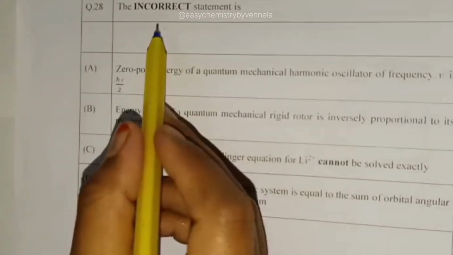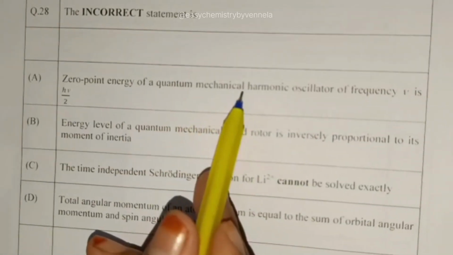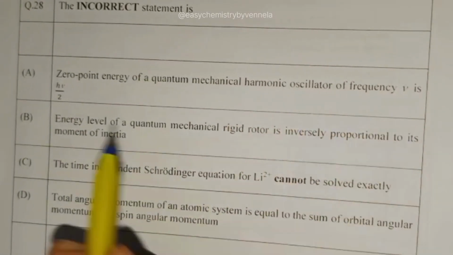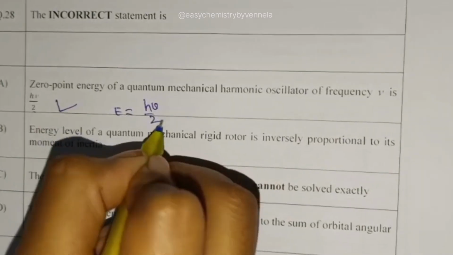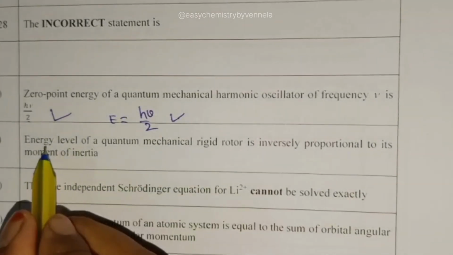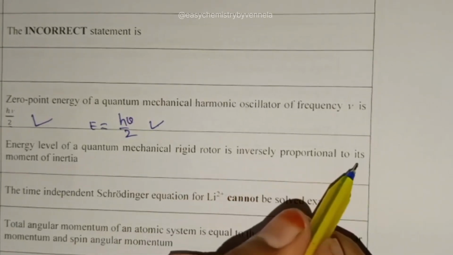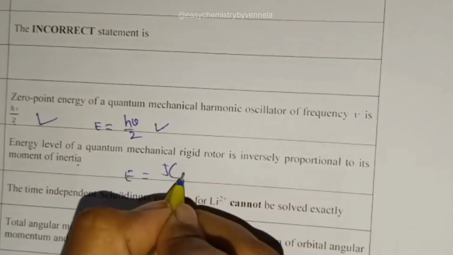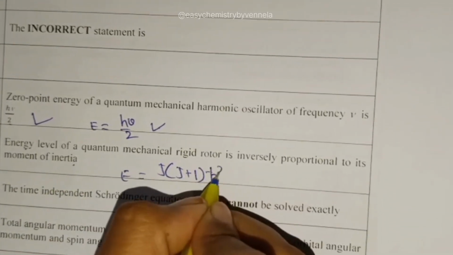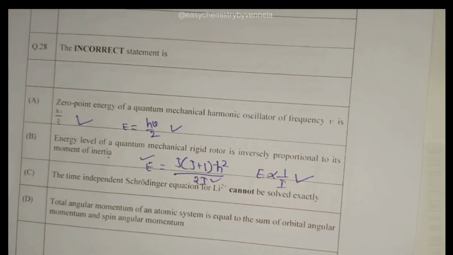The incorrect statement is: the zero-point energy of a quantum mechanical harmonic oscillator of frequency nu is h nu by 2. It is correct because E is equal to h nu by 2, already well known. Energy level of a quantum mechanical rigid rotor is inversely proportional to its moment of inertia. It is E is equal to J into J plus 1 h cut square by 2I. Here E is inversely proportional to I.